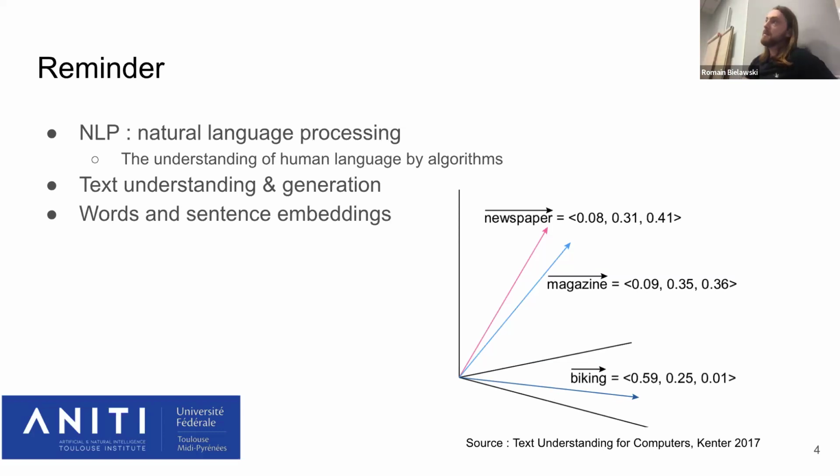You can see that in a good encoding space, if you vectorize the word newspaper, you get a vector. You vectorize the word magazine, and you vectorize the word biking. The goal of our network is to have the words that have a similar meaning be close together in the vectorial space. So here, newspaper is close to magazine, and biking is far away. So that's basically what we're going to do first with a non-recurrent neural network, and then with recurrent neural networks.